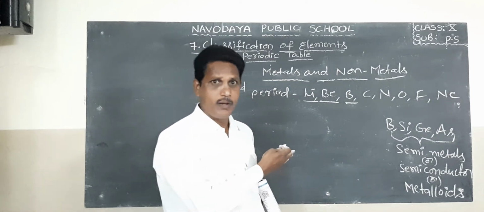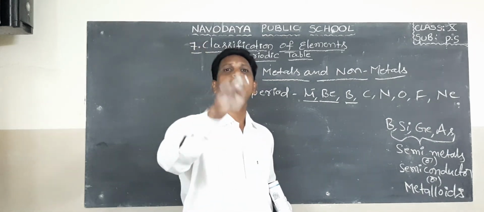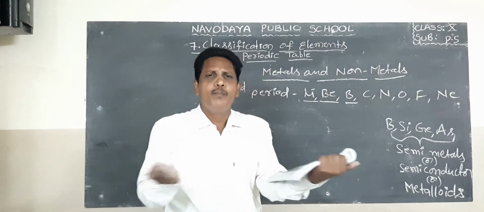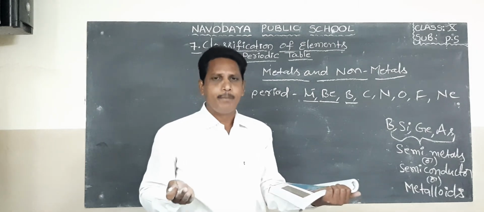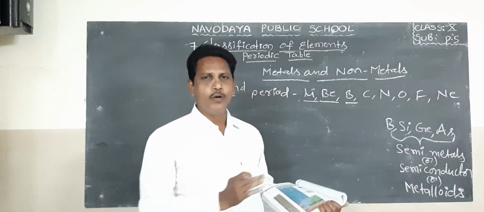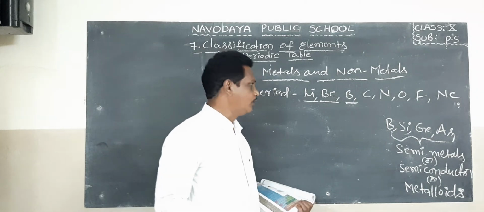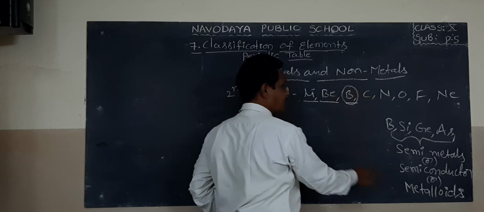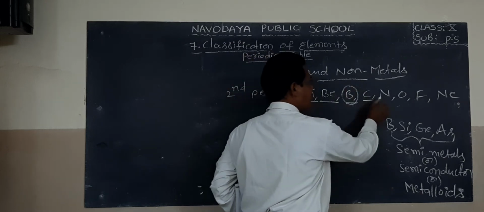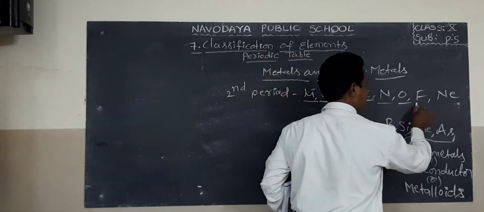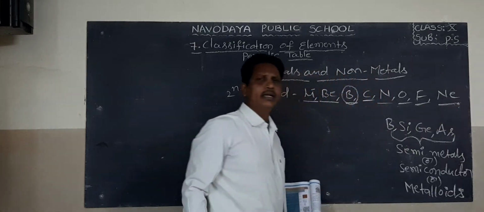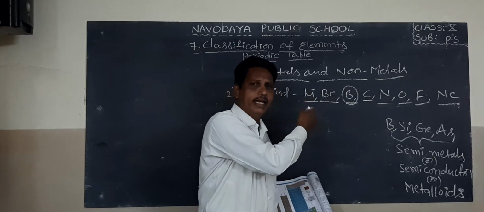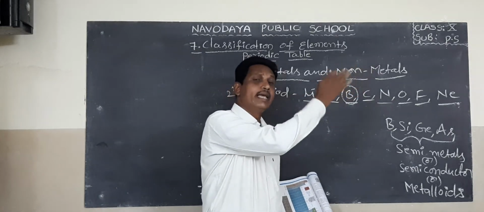We use these semi-metals in all electronic instruments, PCB. All electronic instruments contain one board, the motherboard, that is called PCB, a printed circuit board. Here lithium and beryllium are metals. Boron is a metalloid, semi-metal. Carbon, nitrogen, oxygen, fluorine, neon are non-metals. So left to right in a period, metallic property decreases, non-metallic property increases.